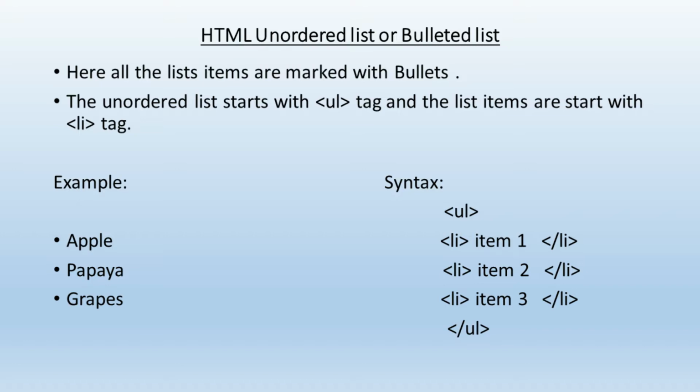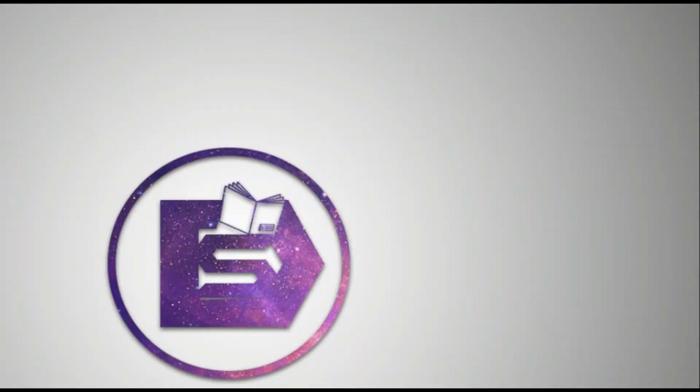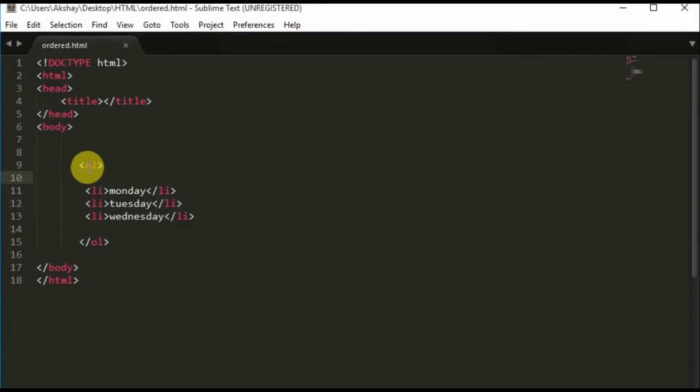Okay, so unordered list starts with UL and the ordered list starts with OL, but the list item will be mentioned as LI only. Okay, so let's focus on this example. I will show you by renaming OL, that means ordered list, to UL, unordered list.